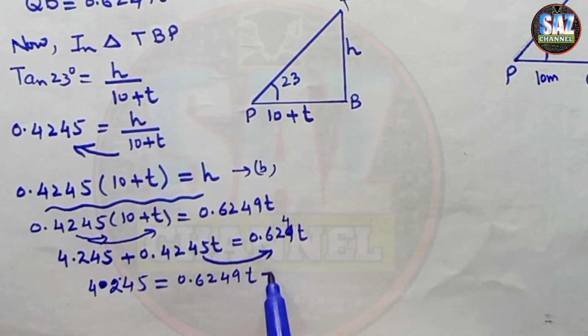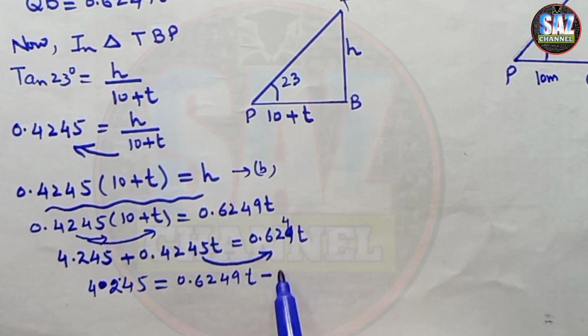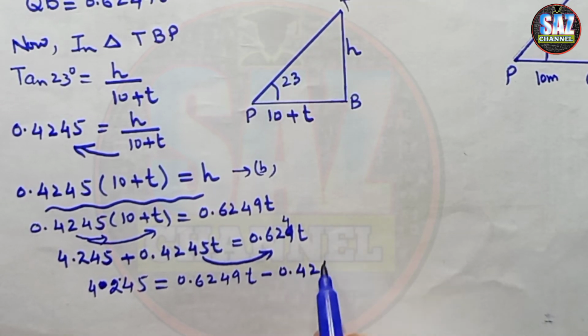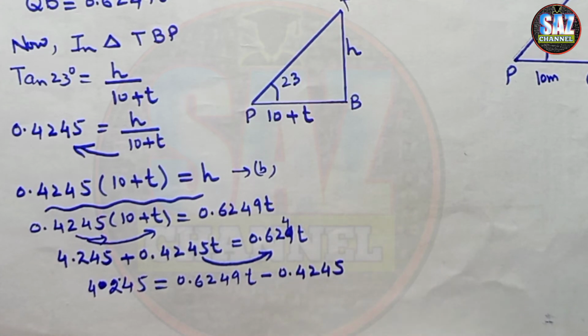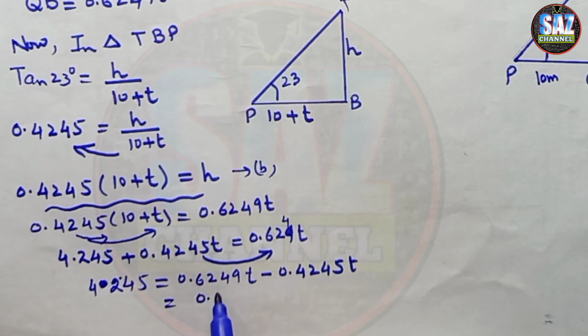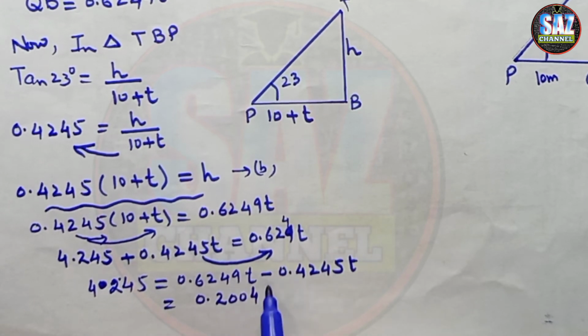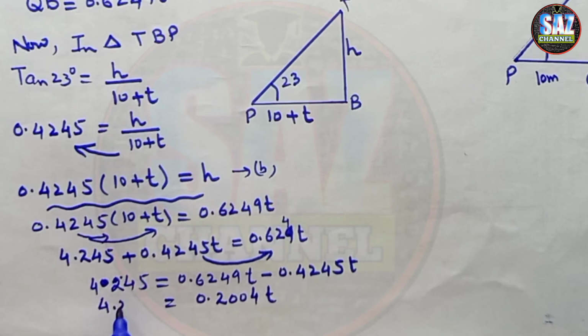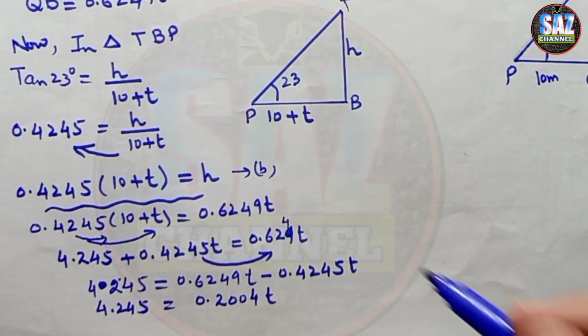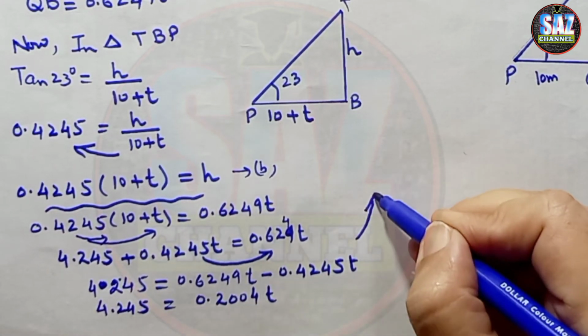0.6249 T minus 0.4245 T. Now take away 0.4245 T: 0.6249 minus 0.4245 gives me 0.2004, and T equals 4.245. Let me continue my calculation at the top of the page.